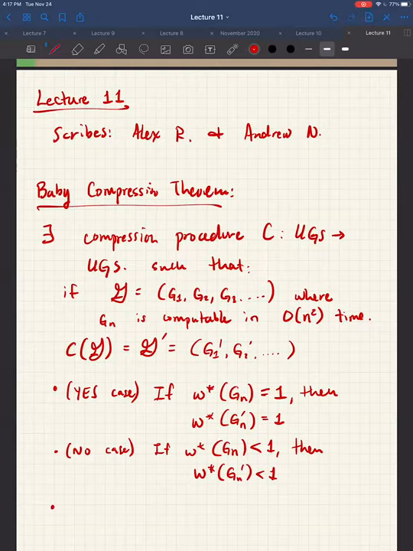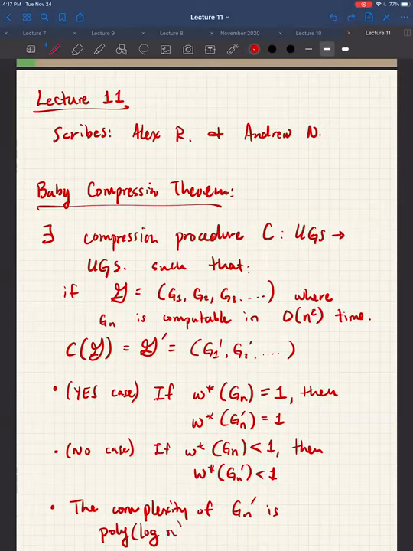And this last bullet point is going to justify why we call it a compression theorem, which is that the complexity of Gn prime, this compressed game, is polylogarithmic in n. Notice that this is much, much smaller than n squared. And so this is why it's called the compression theorem, because this game Gn prime is much more compact than the original game Gn.